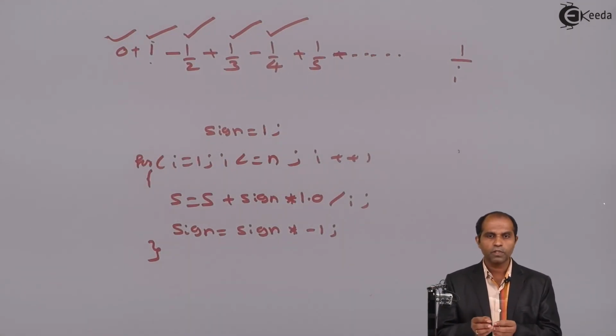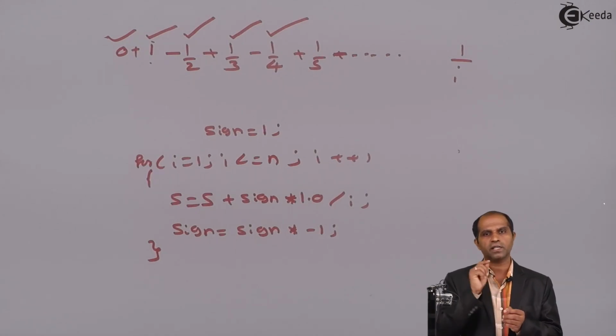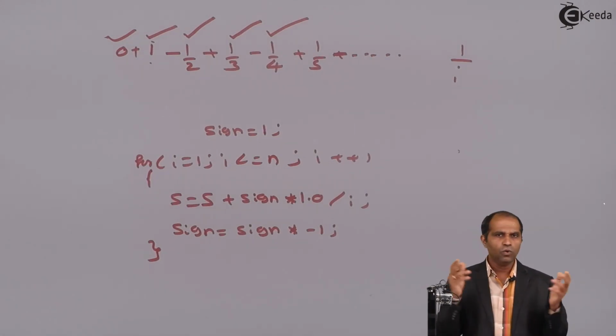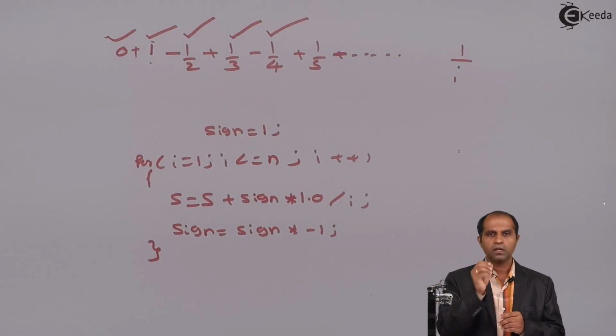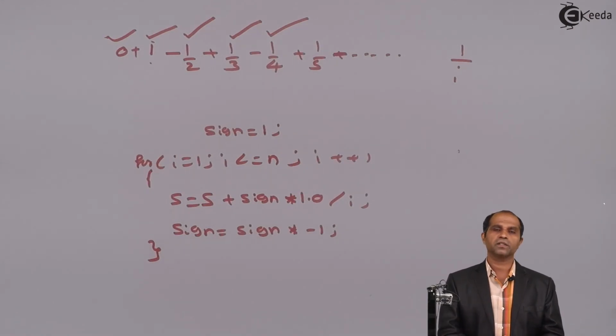If I ask you to modify this particular code with the first number with minus sign, the second number with plus sign, there is no big change in this particular code. You just have to assign sign as minus 1 initially, and the rest of the code will work automatically. This is how we manage the series programs which are used with this particular for loop.